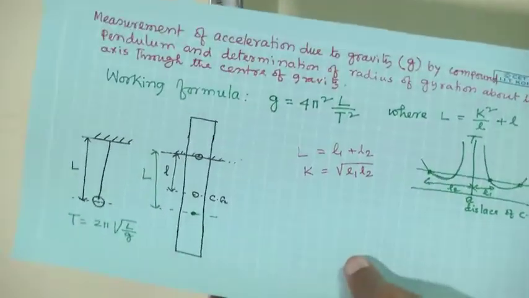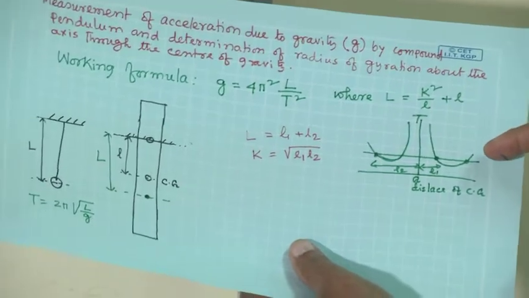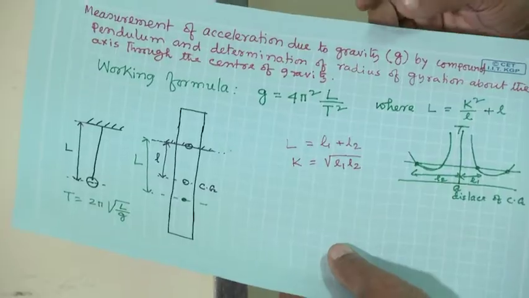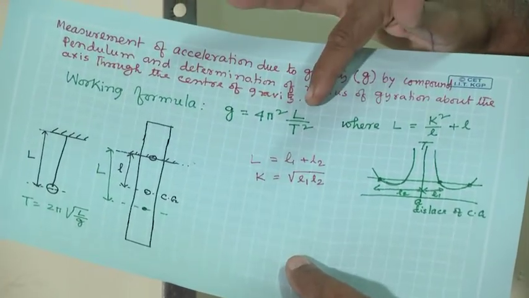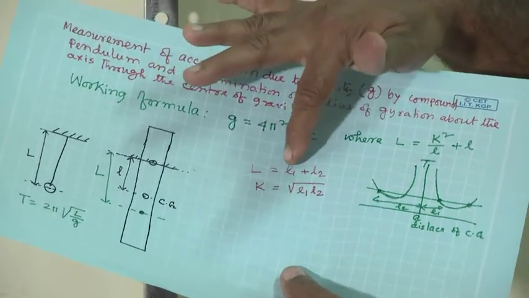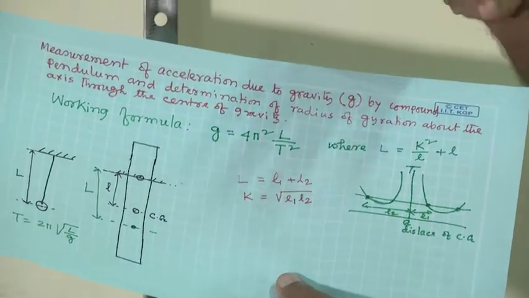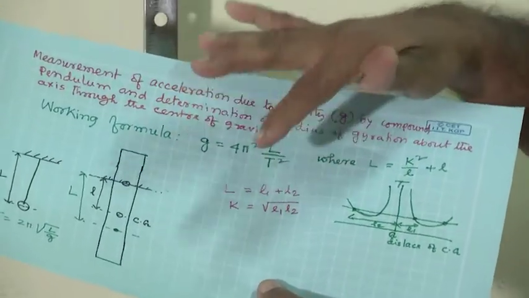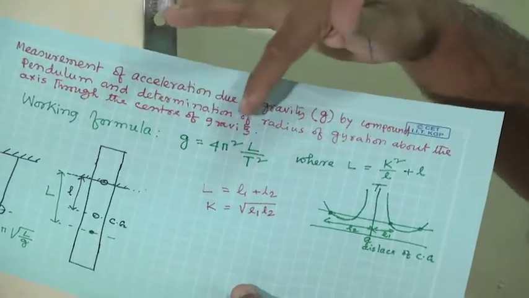As I told you earlier in the previous class, in this experiment we have to measure the time period T and the effective length L. To get the effective length L, it will be equal to L1 plus L2, and thereafter if you want to find the radius of gyration, it is the square root of L1 L2. So, basically we have to find L1 and L2 as well as the time period.